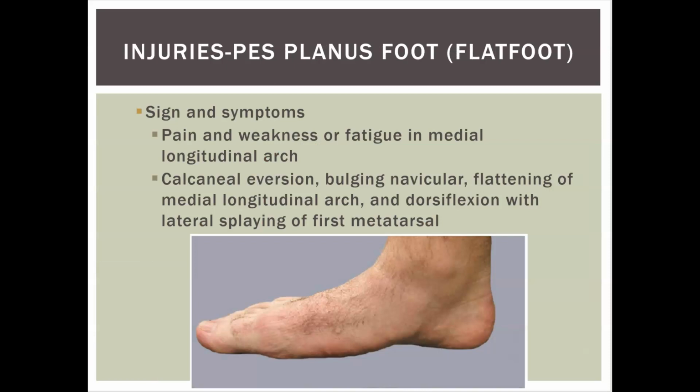Okay, pes planus. This is what I was talking about, where the athlete doesn't really have any type of arch. So these are the people when you're walking around with a wet foot on the concrete, you see the whole entire foot. Okay, either they don't have a medial longitudinal arch, or it's weak or strained. They have calcaneal eversion and a bulging navicular, meaning that they might be more predisposed for an eversion ankle sprain. These are pes planus or flat foot.